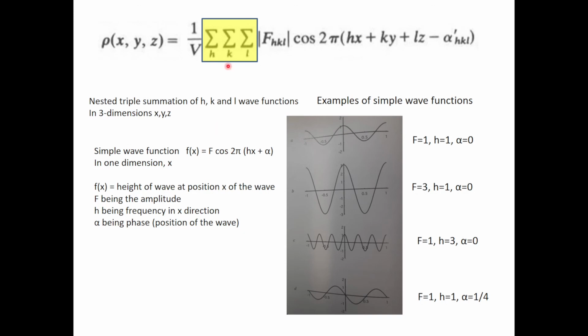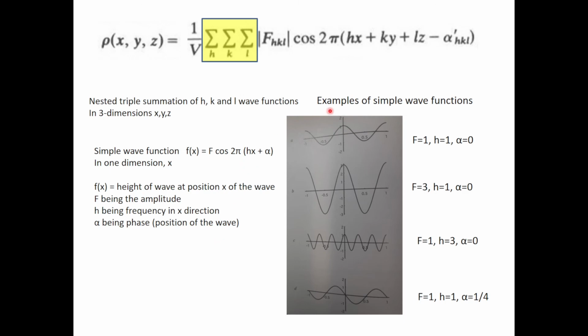Okay, so the next section is a nested triple summation of H, K, and L wave functions in 3 dimensions, X, Y, and Z. To break that down, a simple wave function equation is here, and that's in 1 dimension. What that solves for is f of x, which is the height of the wave at position x, where F is the amplitude, h is the frequency in the x direction, and alpha is the phase, which is the position of the wave.